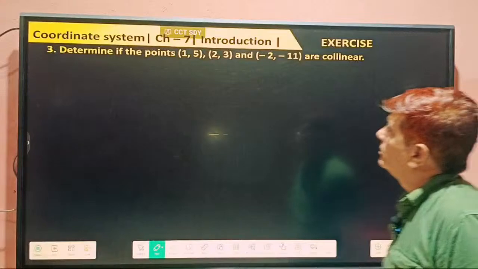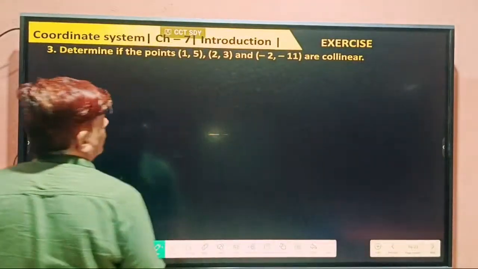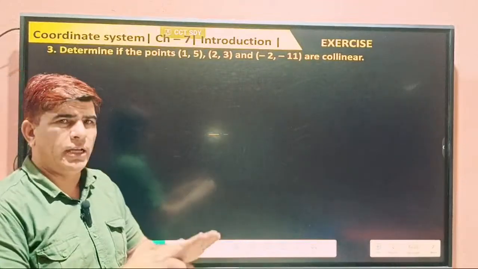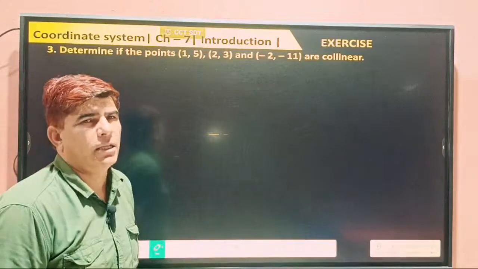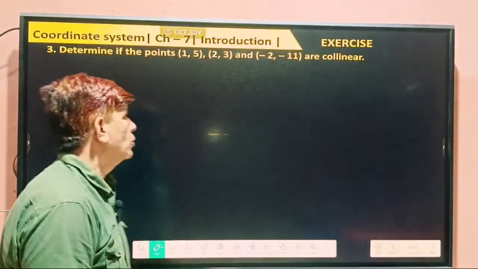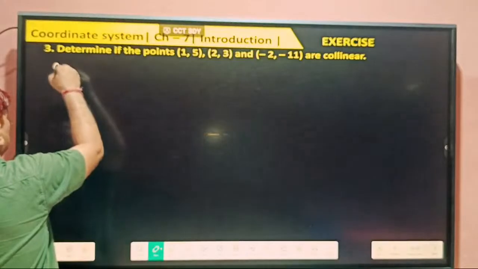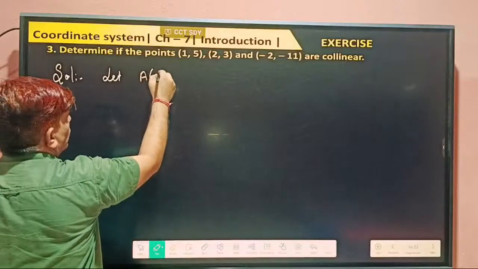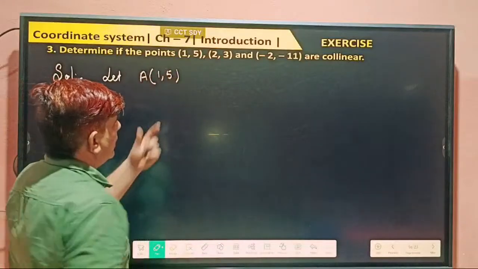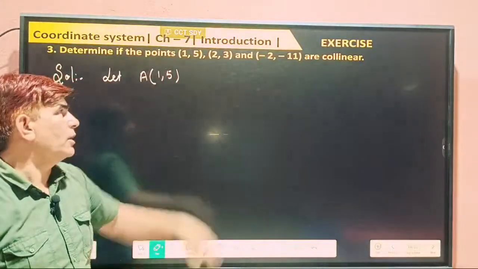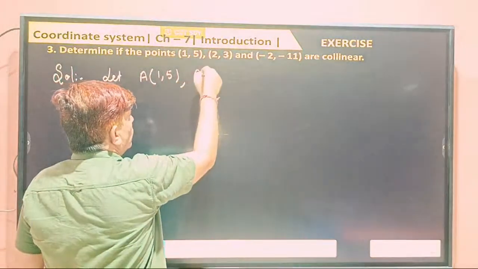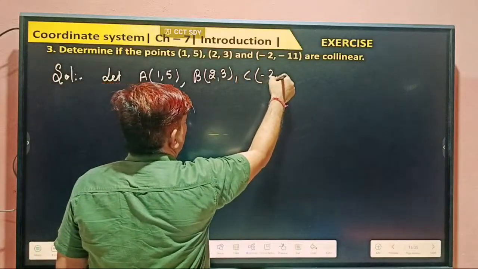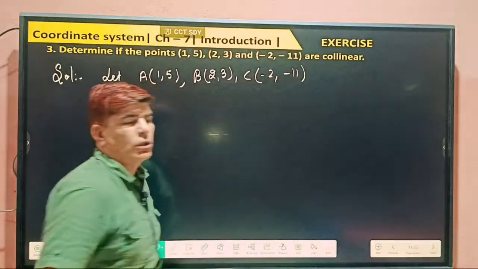This third one: determine if the points are collinear. Collinear, I already told you, if 3 points lie in a line, then they are collinear. Otherwise, what can we say? Non-collinear. So let one point A have coordinates 1 and 5. Again, both are positive, so lying in the first quadrant. B is 2, 3, this also lies in the first quadrant, and point C has coordinates -2, -11, both negative.